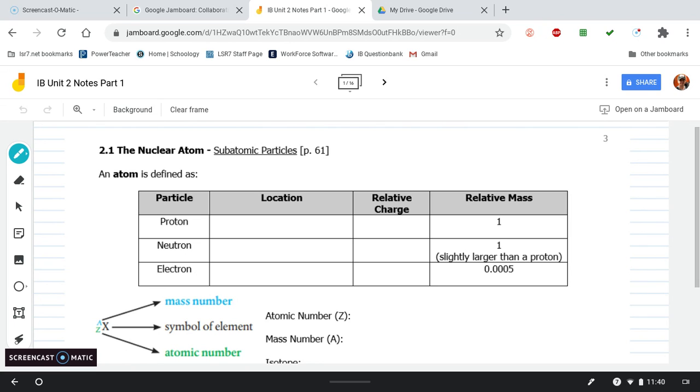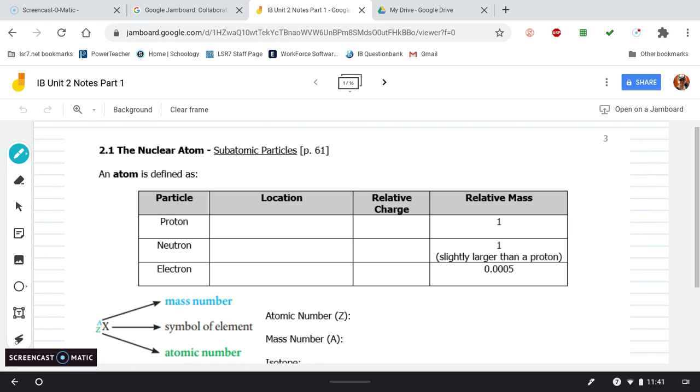And so what I would write down for the atom is that it is going to be the smallest unit of an element. So if you have an element and it gets smaller and smaller, and you have less and less of your element, when you get to one atom of your element, that is as small of a piece of your element as you can get.